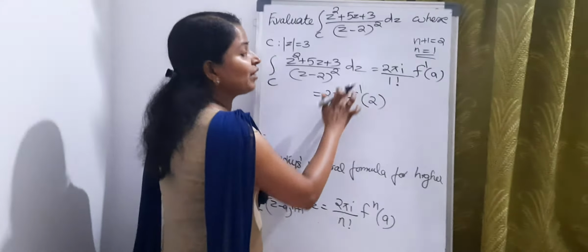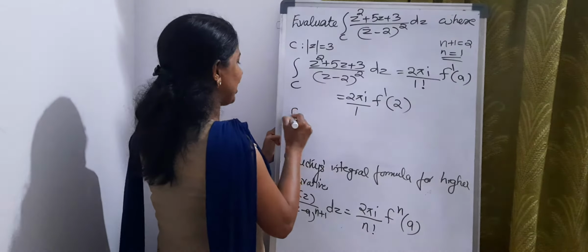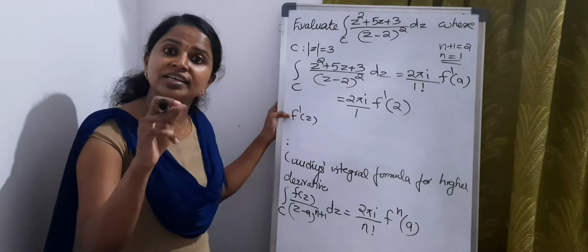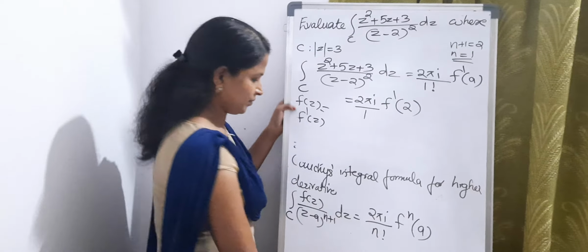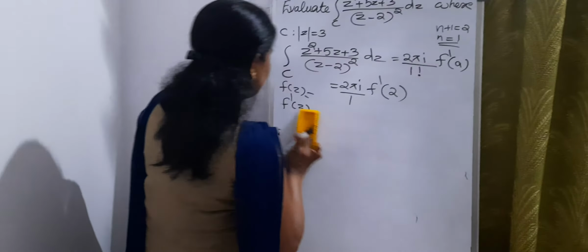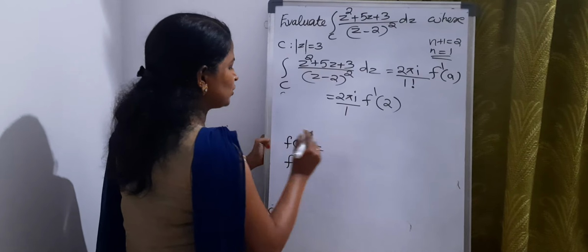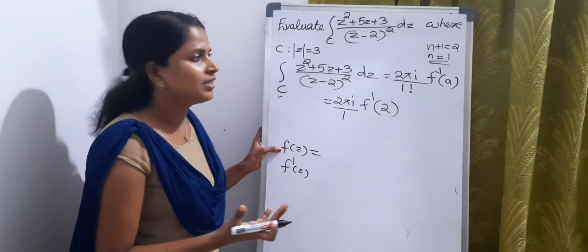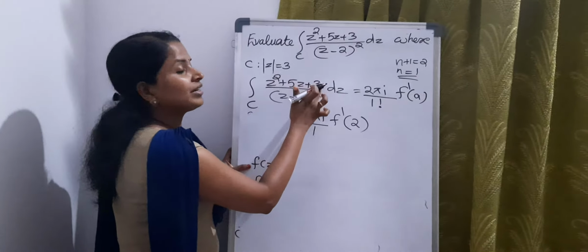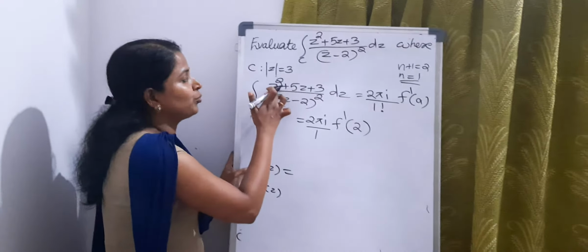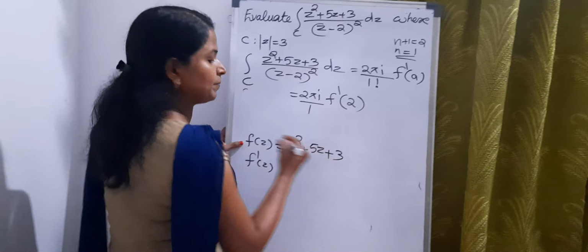Then we find f dash of 2. What is f dash of z? F dash of z is the derivative of f of z. So, first we write f of z. In the Cauchy's integral formula, the numerator is f of z. That is f of z equal to z square plus 5z plus 3.